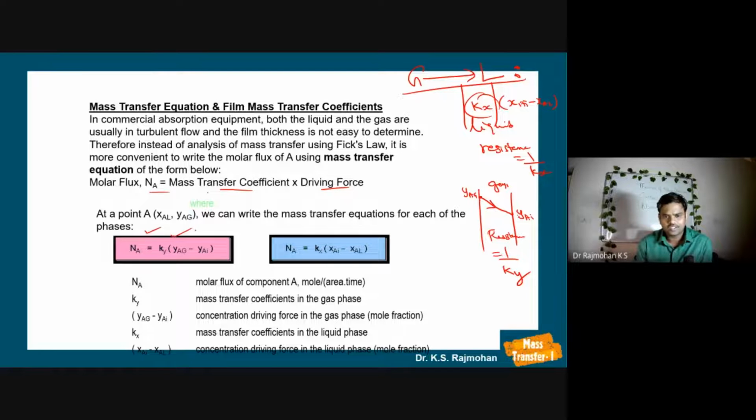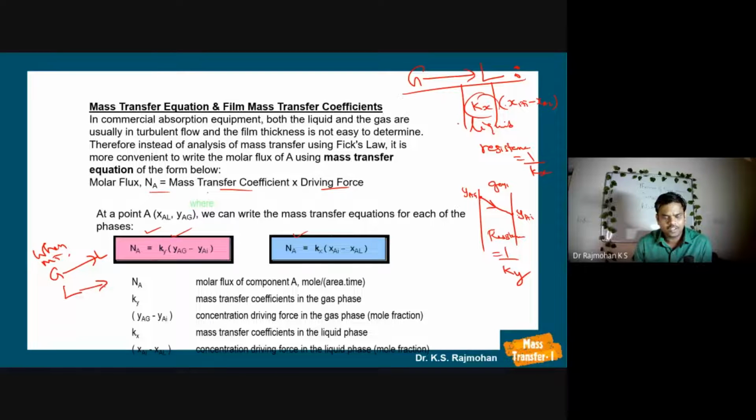So we can always write this. And for this also we can always write NA equal to Kx into, here interface is higher, bulk is less. So you are writing this way. Okay, this is when mass transfer is taking place from gas to liquid, we have to write like this.